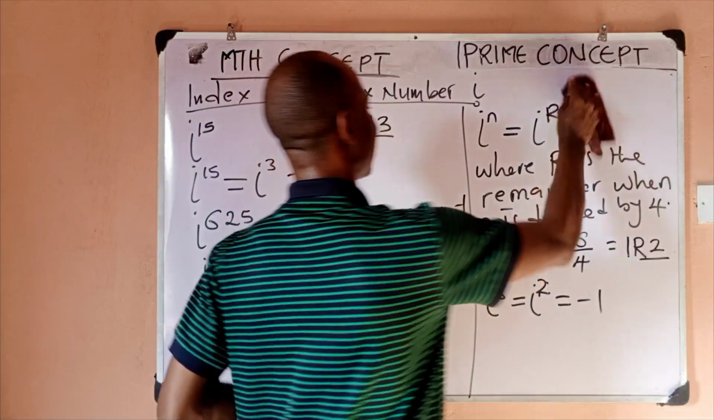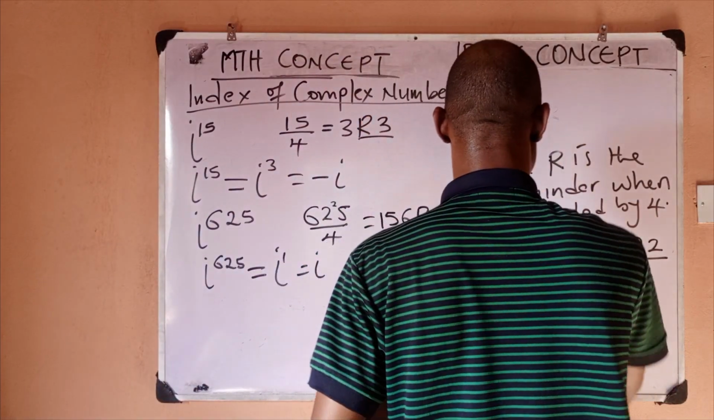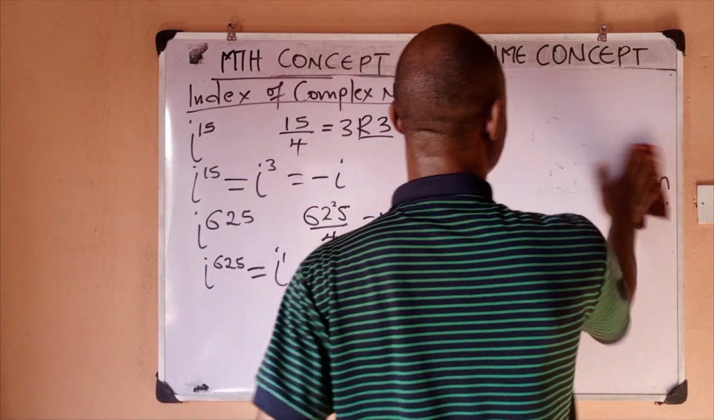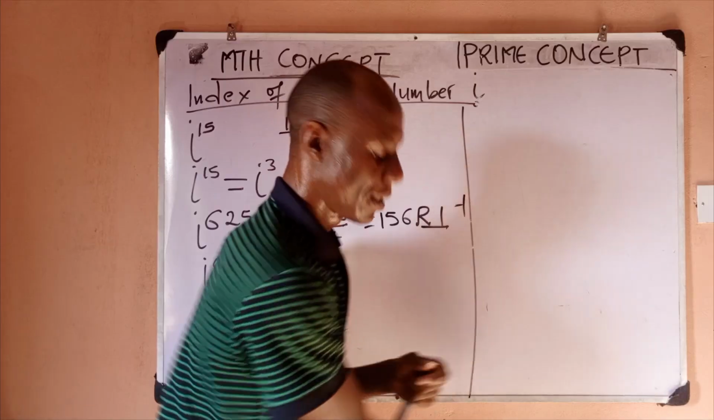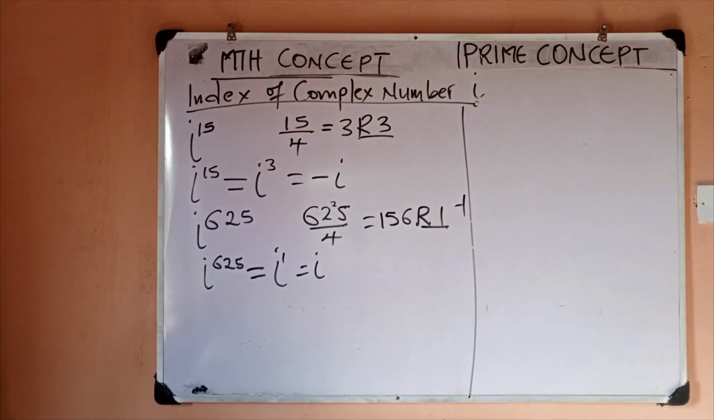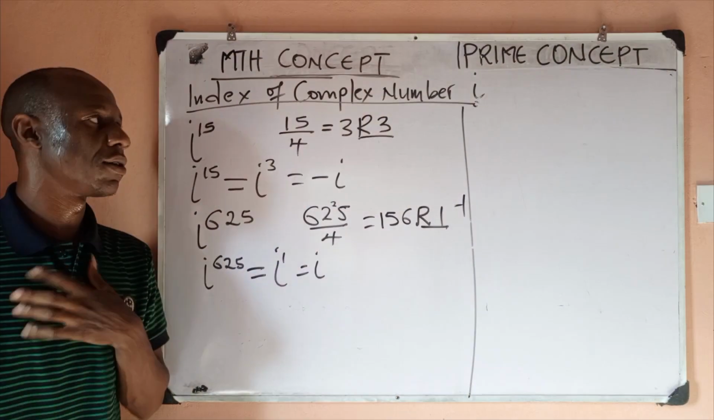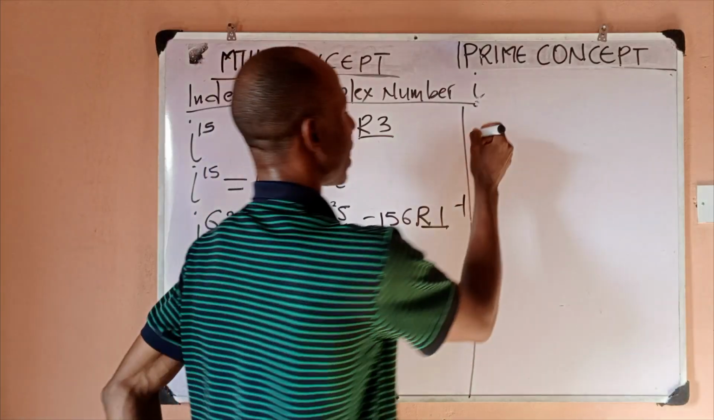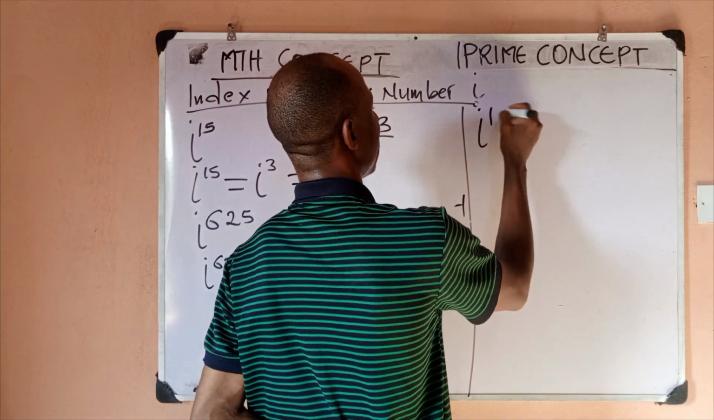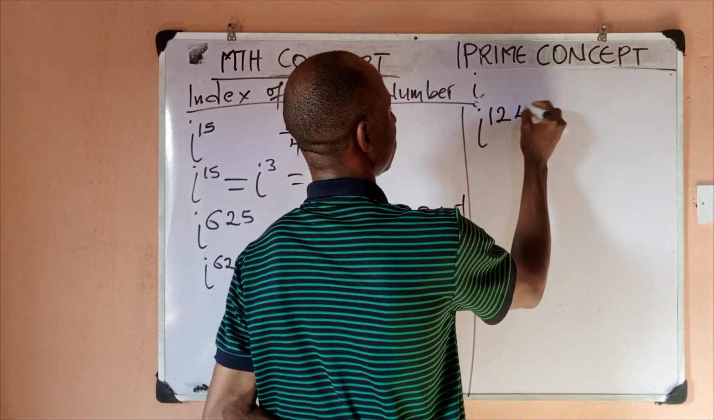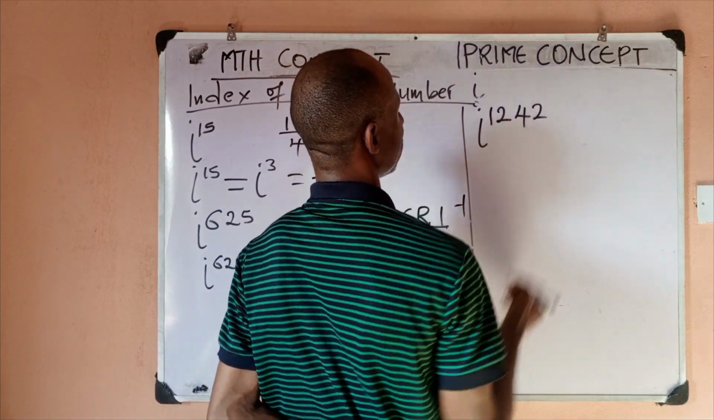Let me take one more example, then I will leave it for you to solve if you really understand what I've explained. This is really a shortcut for solving powers of i. Now say we have i raised to power 1242.